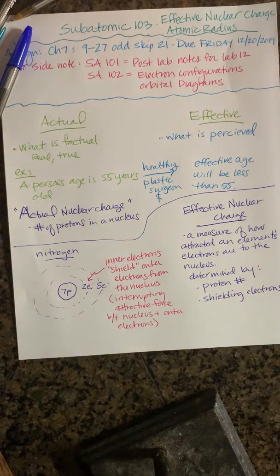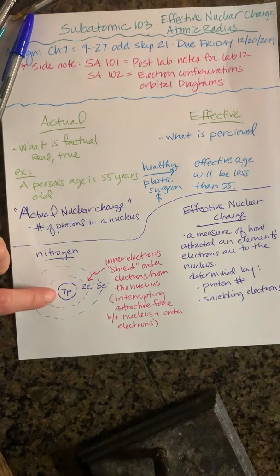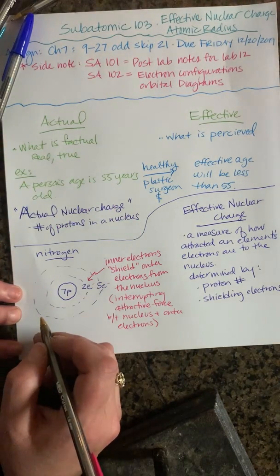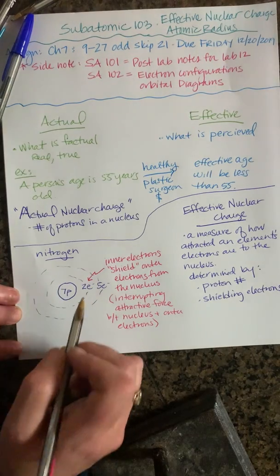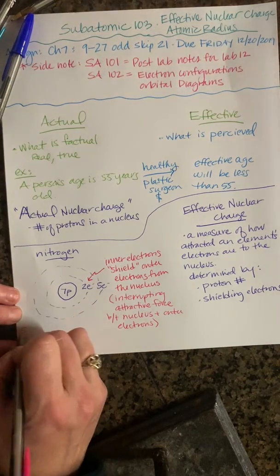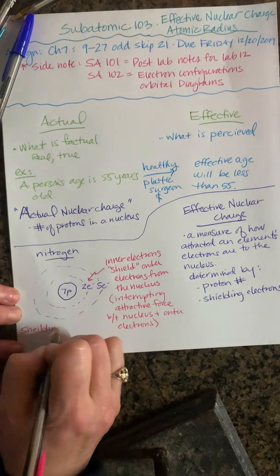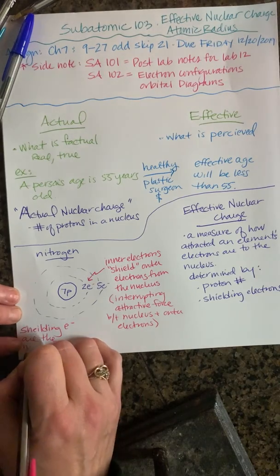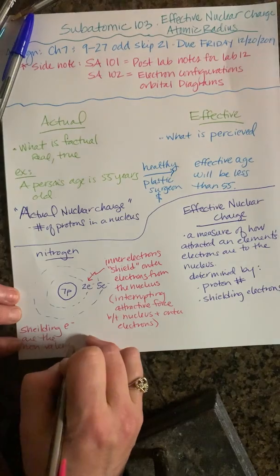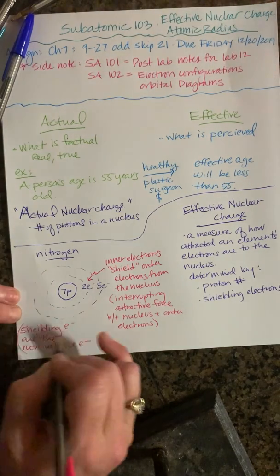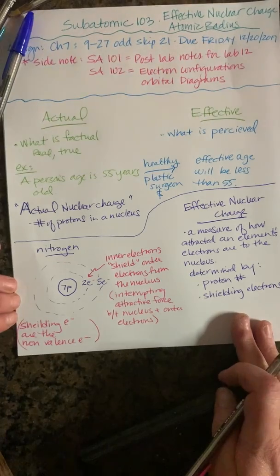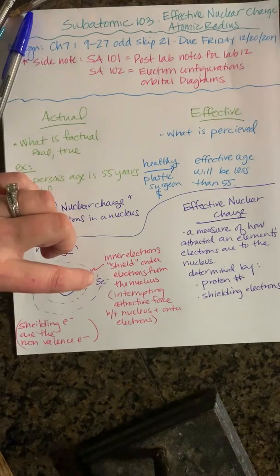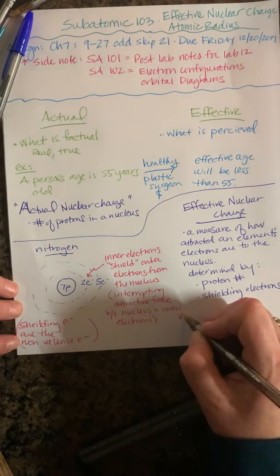Okay, and so we would look at this and go, all right, well, there are 2 shielding electrons and 5 valence electrons. Remembering that valence electrons are the outermost electrons. So we want to remember that shielding electrons are the non-valence electrons, right? Gonna put that in parentheses there.